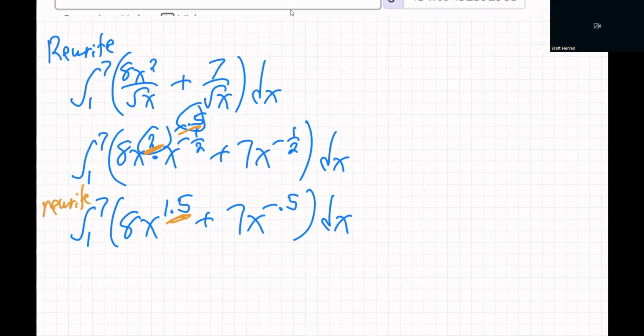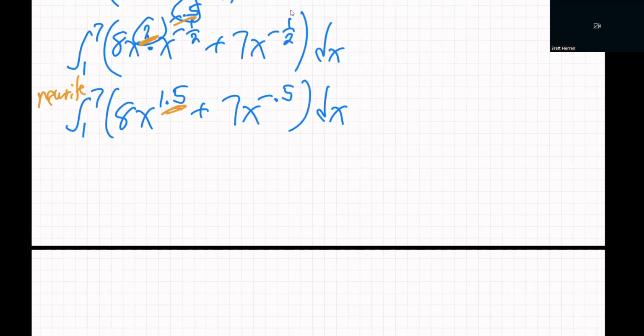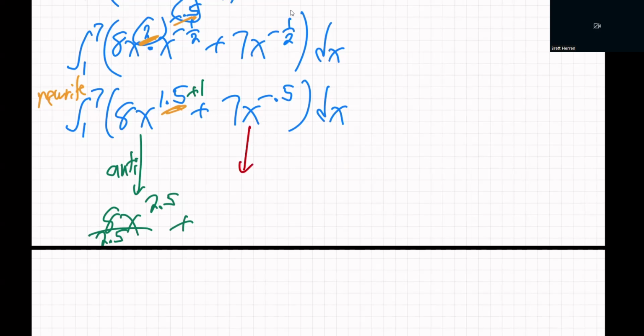So now I'm going to do an anti. Now it's anti-time. So let's do it. Now that it's all nice, anti. What's anti? Well, you take 8, take the x, you add 1 to the power, that'll be 2.5, and then you divide by that 2.5. Plus, I'll do the anti of this guy. So that can be 7x, and you're going to add 1 to the power. So minus 0.5 plus 1, like minus 50 cents plus $1 is plus 50 cents. And then you divide by that. And then we're going to evaluate these things.